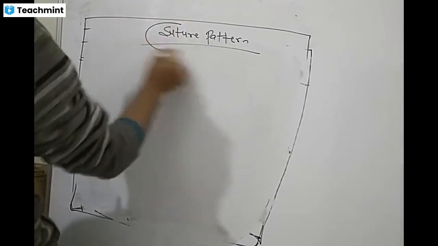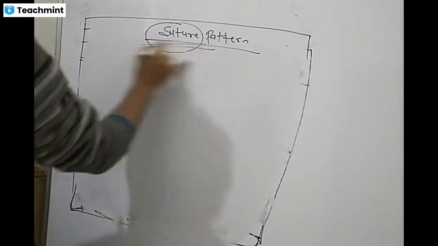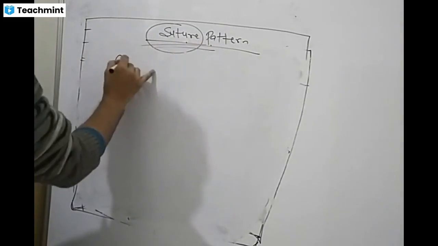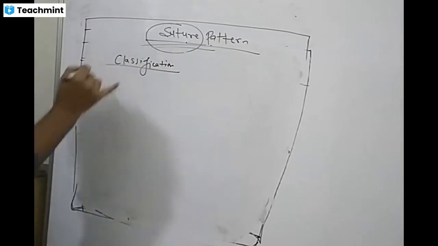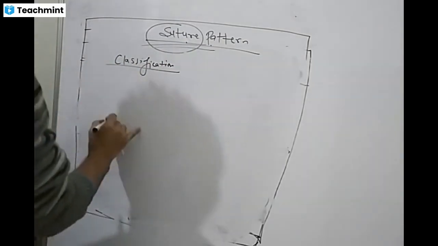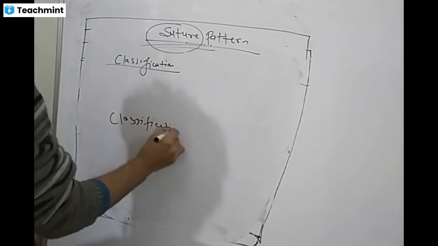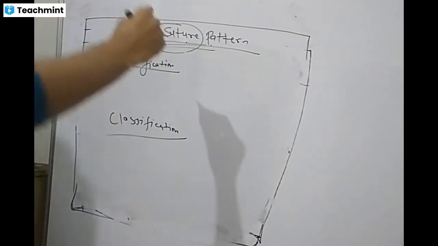So in last class we have seen suture material, some of their characteristic properties and their advantages or disadvantages. Suture patterns: there are multiple classifications in different books, but broadly they are divided into two classifications, and other materials or other patterns we put into the miscellaneous type.